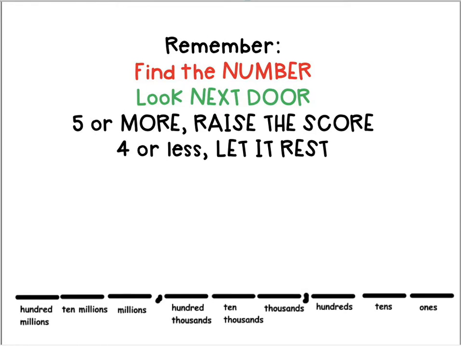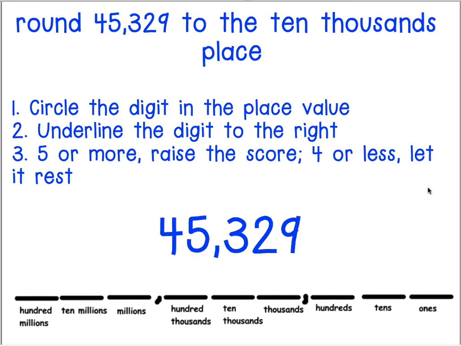Now the first thing to remember about rounding is there are some rules for rounding. And the rules are we find the number that we're supposed to round. We look next door to the right. If the number next door is 5 or more, we raise the score, which means we make our number bigger. If the number to the right is 4 or less, we're going to let it rest. So let's look at what that means.